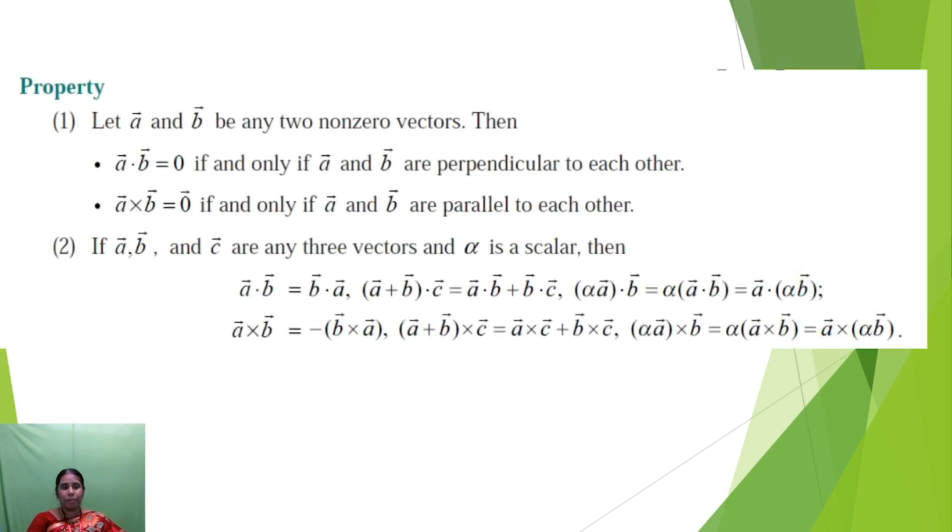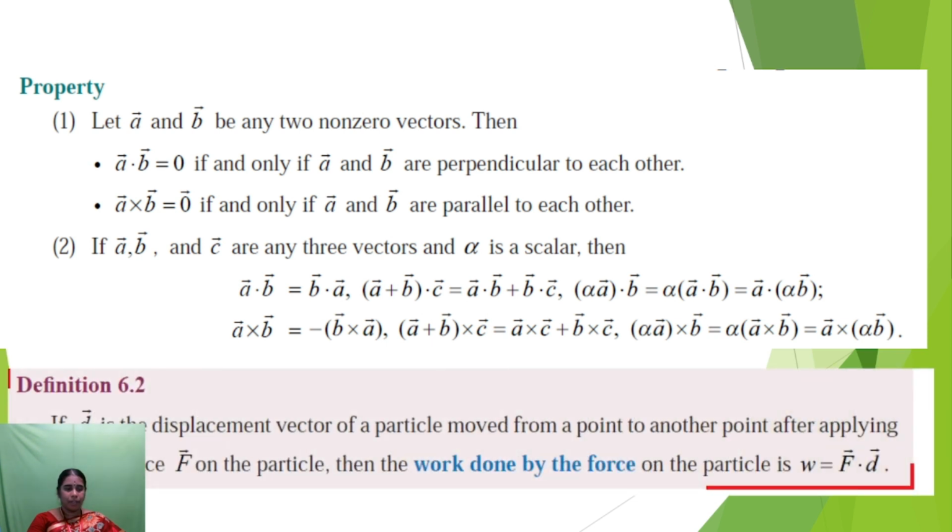These are some of the properties for our dot product and cross product. If a and b are perpendicular to each other, then a dot b is 0. If a and b are parallel to each other, then a cross b equal to 0. For three vectors a, b and c, we have these identities. Next definition, work done. Work done by the force is W equal to F dot D, where F is the constant force on the particle and D is the displacement vector.